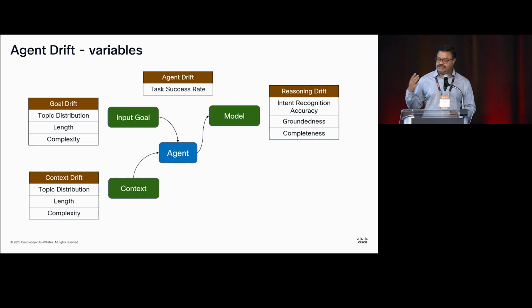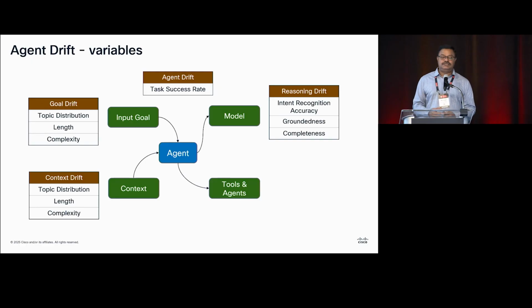And here too, we want to start measuring different metrics like intent recognition accuracy, groundedness, completeness. There are a lot more metrics like that you can use to measure the performance of the model. We also call this reasoning drift. And you could include metrics that make more sense for your use case.